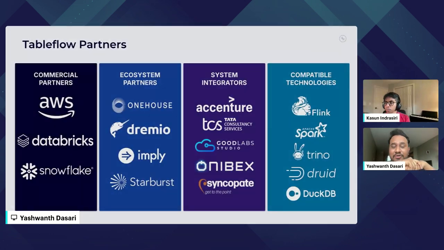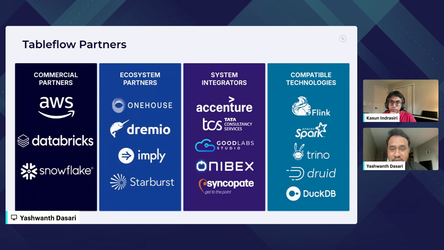Here is a snapshot of all the Tableflow partners. We have commercial ecosystem partners, system integrators, and compatible technologies. And we are very happy to announce that Onehouse is one of our ecosystem partners, including Dremio, Imply, and Starburst, as well as the commercial partners such as AWS, Databricks, and Snowflake. And we have all the system integrators and compatible technologies that I've discussed earlier.